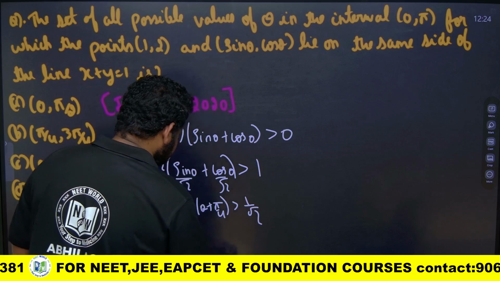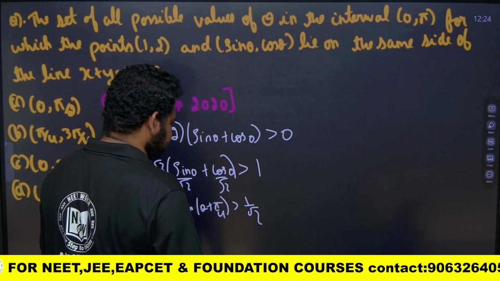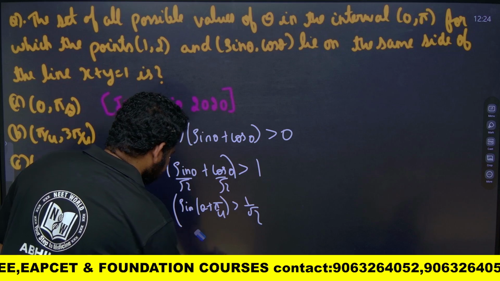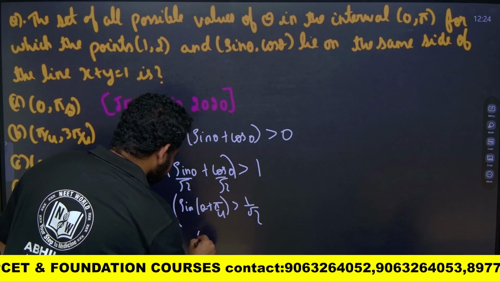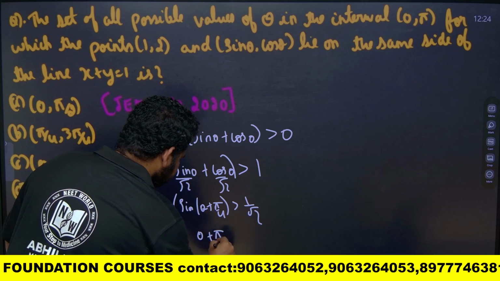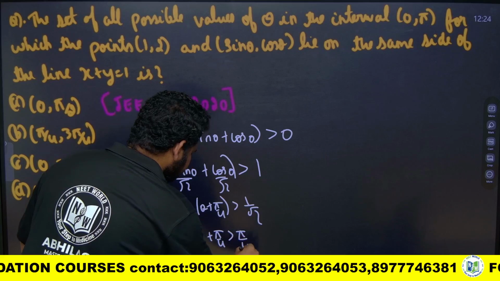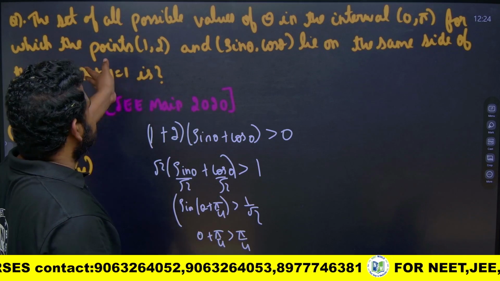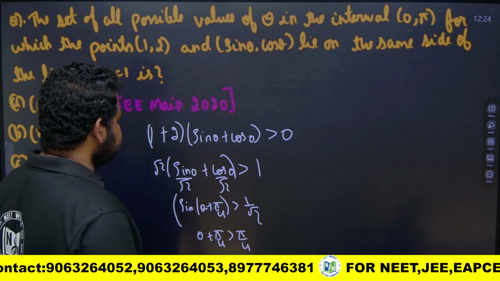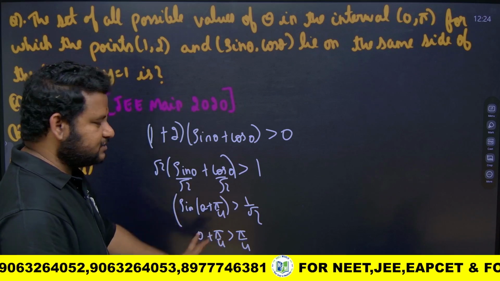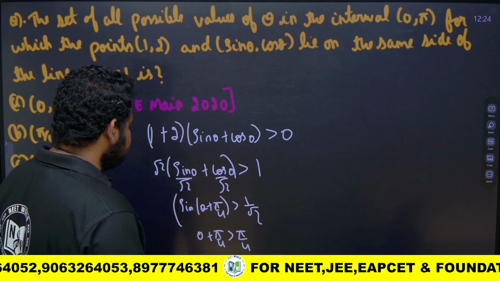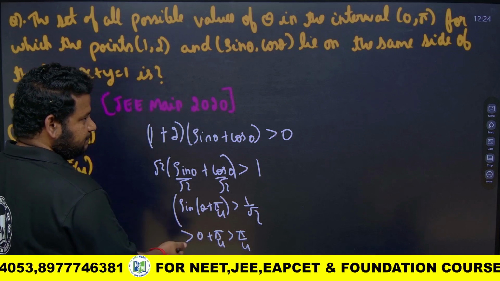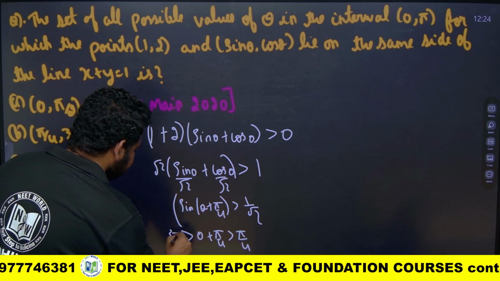This root 2 will come down. Okay, sin of theta plus pi by 4 is greater than 1 by root 2, or I can write it as theta plus pi by 4 is greater than pi by 4. But they are telling it is lying between 0 to pi. So theta plus pi by 4 is greater than pi by 4, but it will be less than another pi by 4 which is less than pi, that is 3 pi by 4.